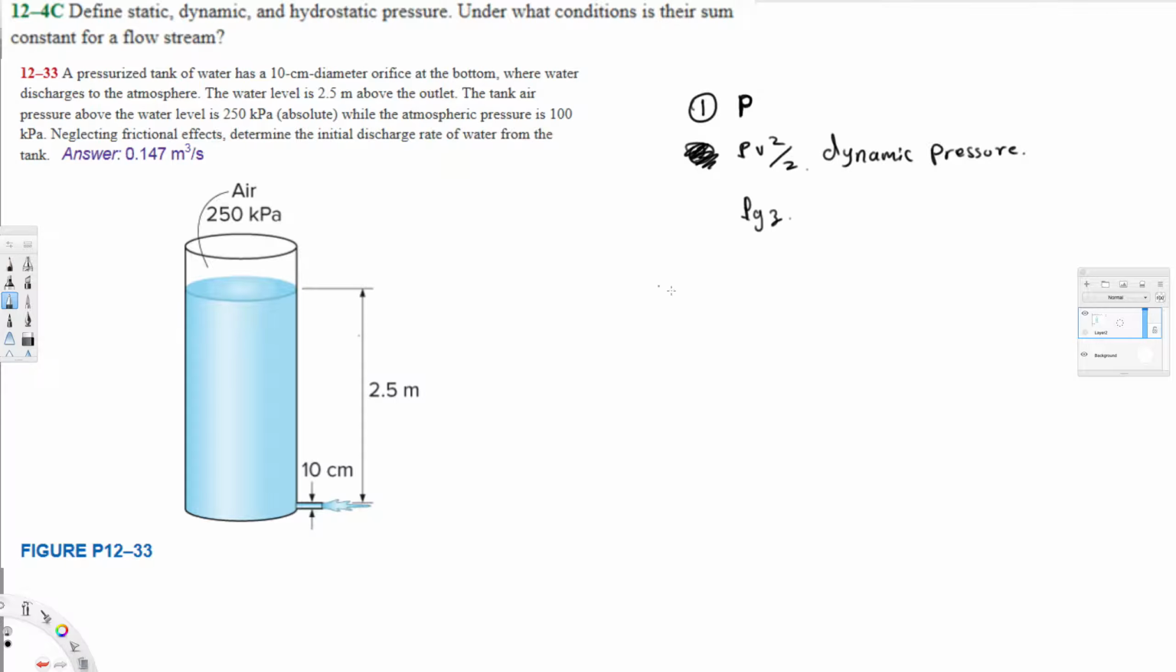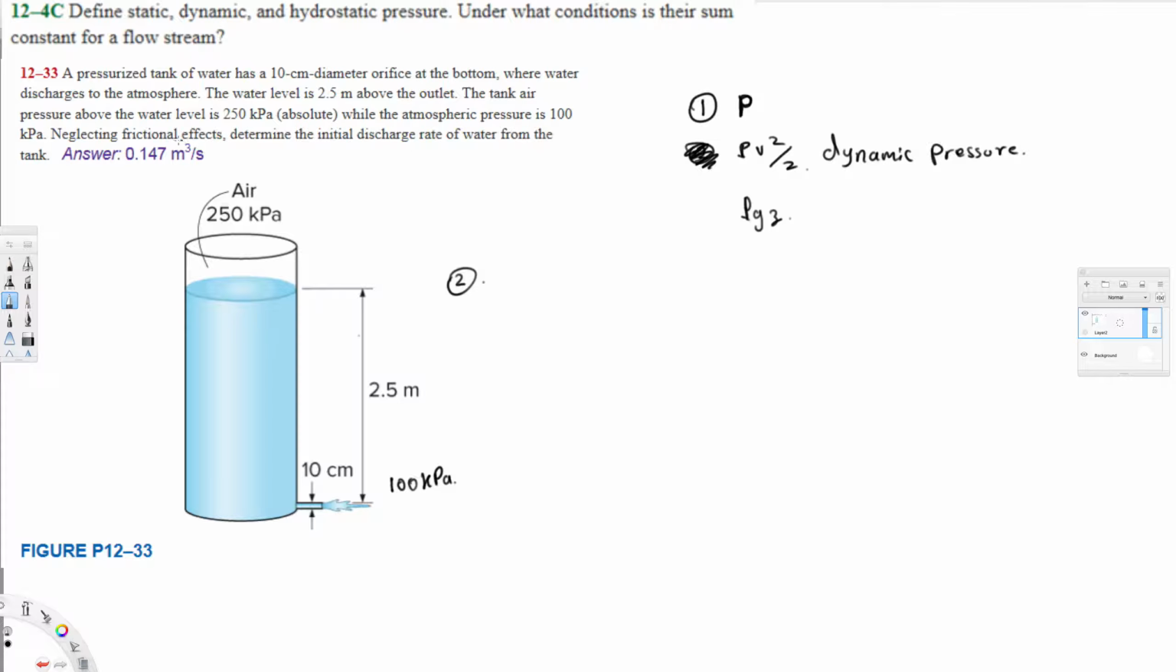Let's do the second problem. They have given a tank of water that has a 10 centimeter orifice at the bottom where water discharges to the atmosphere. The water level is 2.5 meter above the outlet. So this height is 2.5 meter, and the tank air pressure above the water level is 250 kilopascal, while the atmospheric pressure is 100 kilopascal. So here we are going to have 100 kilopascal right here. So it's open to the air, right?